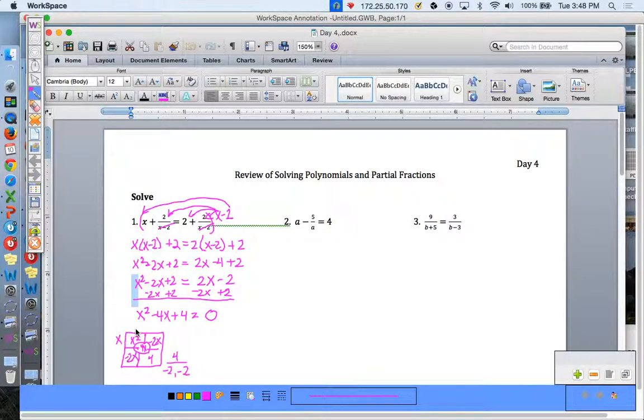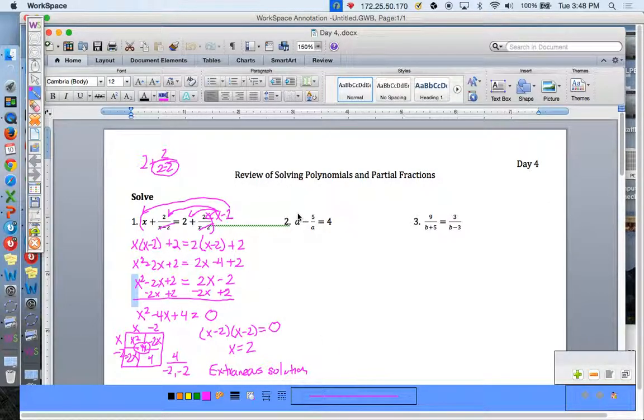So this one factors into x minus 2 times x minus 2. So we end up with x equaling 2. But when we take a look here, when we check that answer, 2 plus 2 over 2 minus 2. Well, we can't have 0 in the denominator, so this is what we call an extraneous solution. It doesn't work, so there really are no answers here.